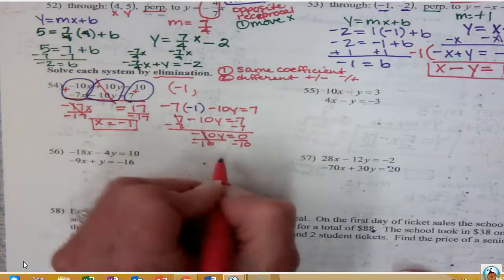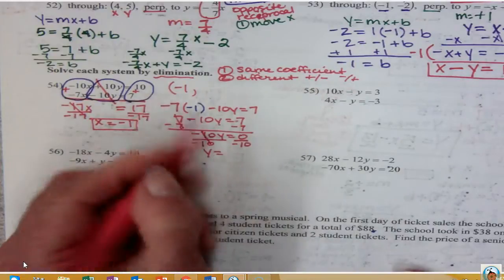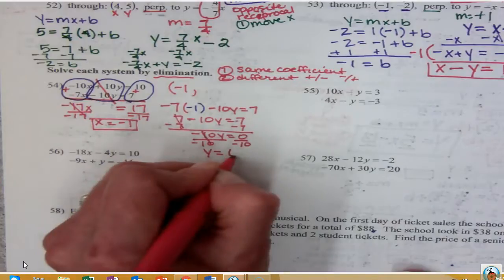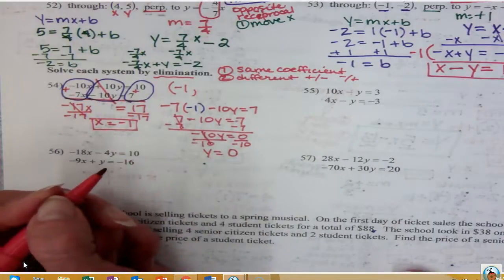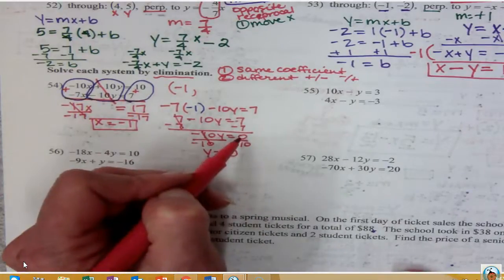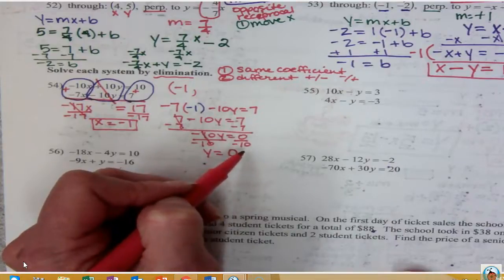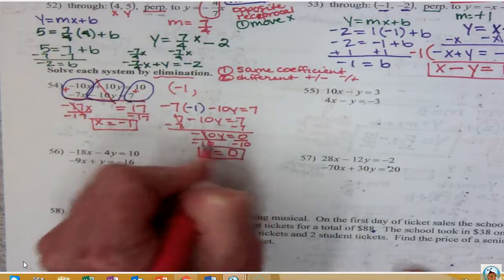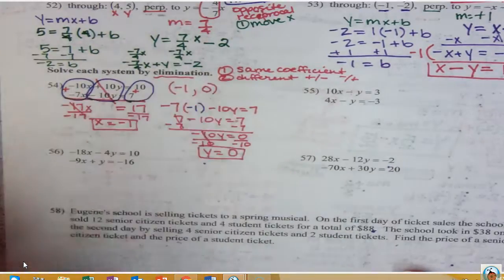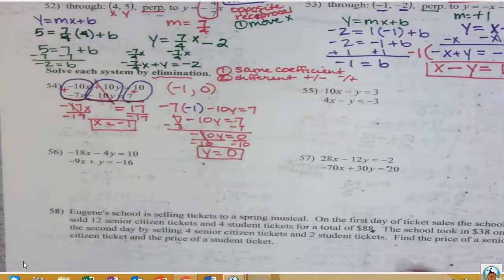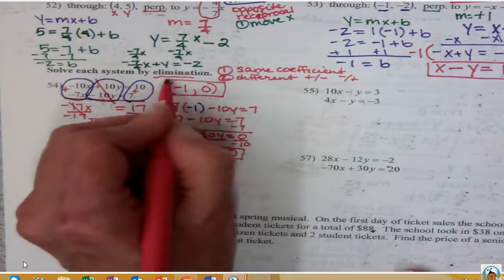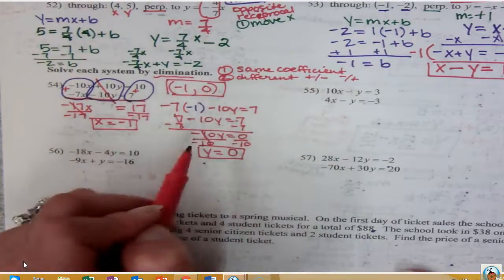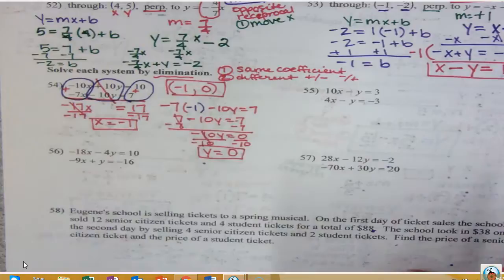These cancel each other out, and I get y equals, whenever 0 is in the numerator, it is 0. It is not undefined. 0 is okay to be in the numerator. It's not okay to be in the denominator. But when it's in the numerator, it just is 0. And that's okay. We like 0. There you go. So that is the point at which these two lines, if graphed, would intersect. That's the point that they have in common.